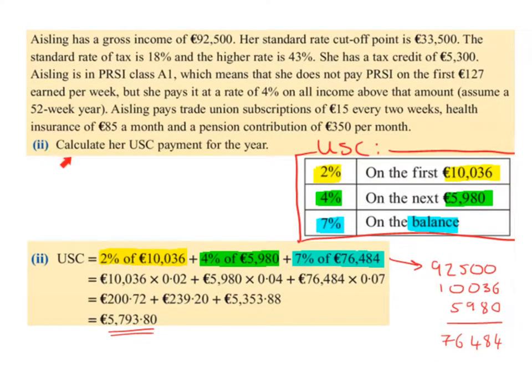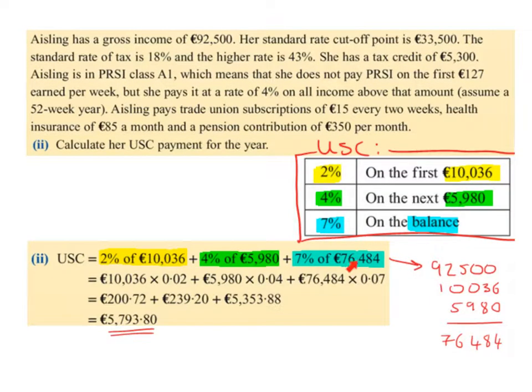Part 2. Calculate her USC, Universal Social Charge, payment for the year. So these are our percentages. So she pays 2% on the first €10,036. So we get 2% of €10,036. We get €200.72. Then she pays 4% on the next €5,980. So 4% of €5,980 is €239.20. Then she pays 7% on the balance.